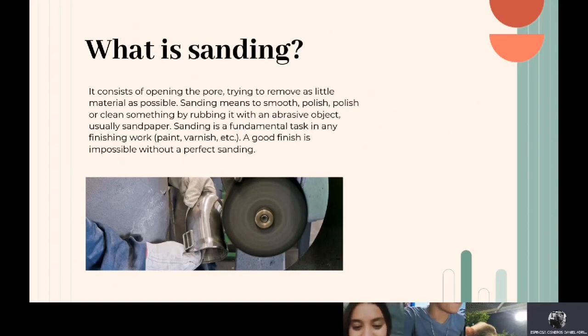What is sanding? It is the concept of removing as little material as possible. Sanding means to smooth, polish or clean something by rubbing it with an abrasive object, usually sandpaper. Sanding is a fundamental task in any finishing work, paint, varnish, etc. A good finish is impossible without perfect sanding.